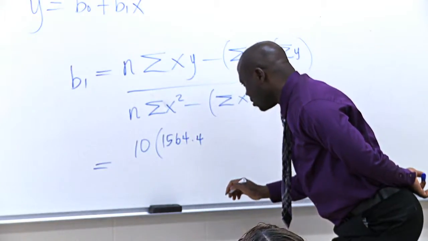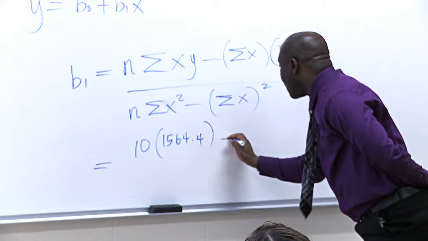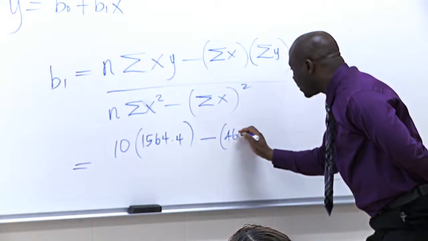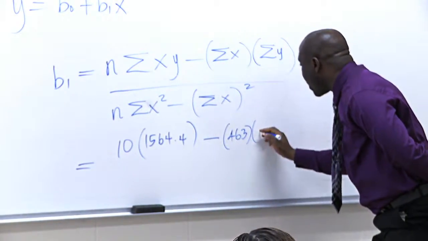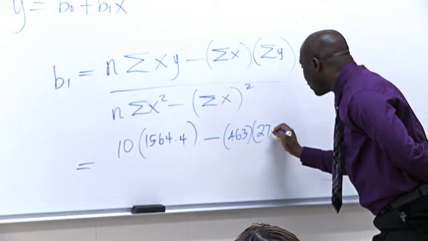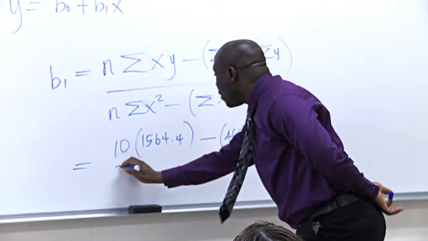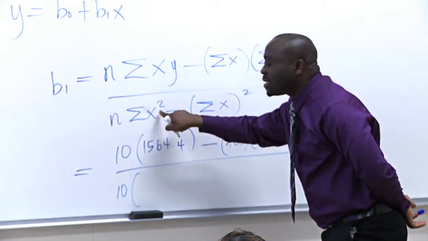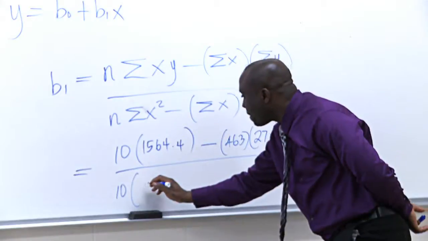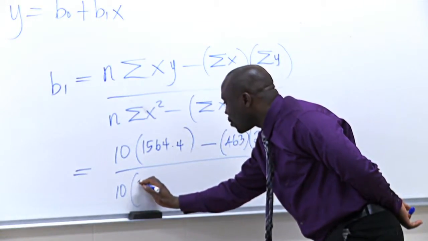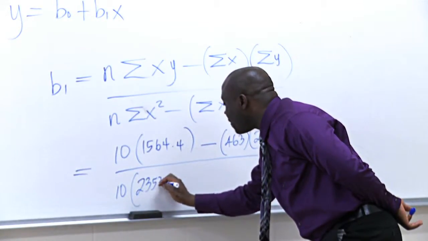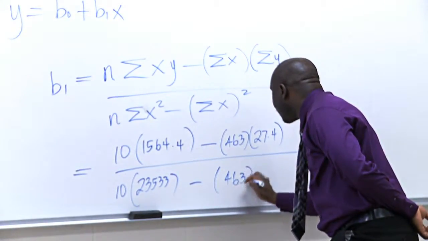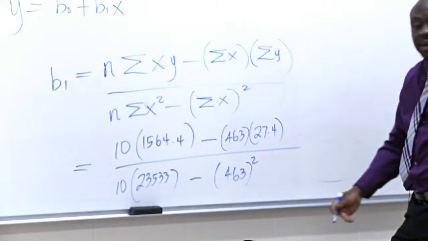Like this? Oh, okay. Minus, what is the sum of X? 463. What is the sum of Y? Thank you. All over. Of course, we know N is 10. What is the sum of the squares of the X's? 23,533 minus 463 squared, right? Yep. Now the rest is calculator.